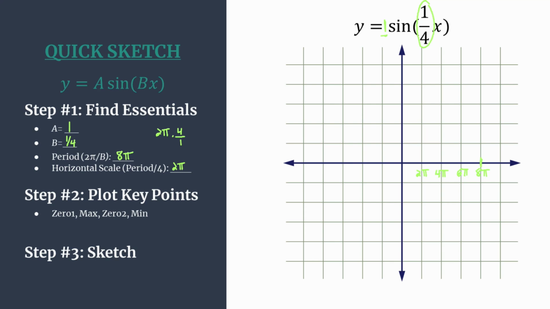All right, and then looking at the value a, that usually guides you to choose your vertical scale. In most cases, 1 works really well. So we'll go 1 up, 1 down.